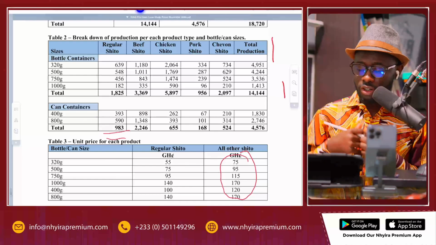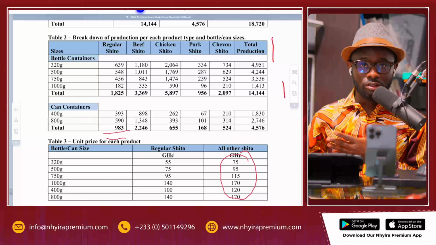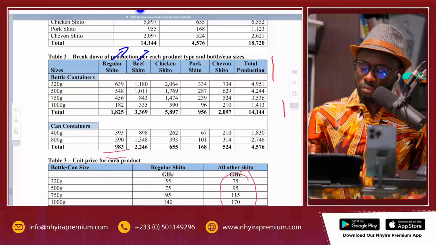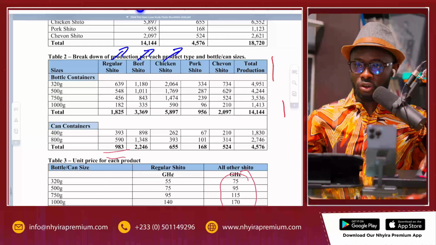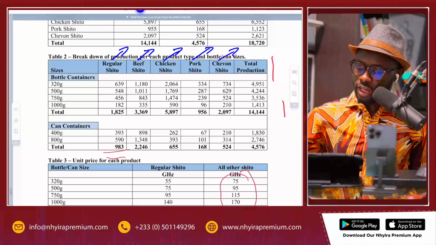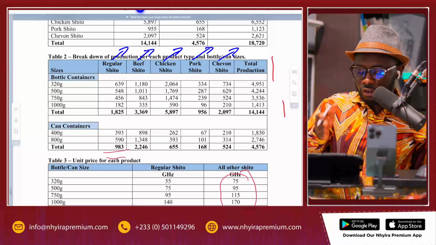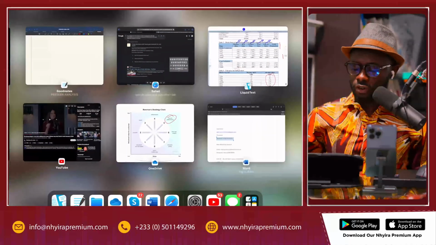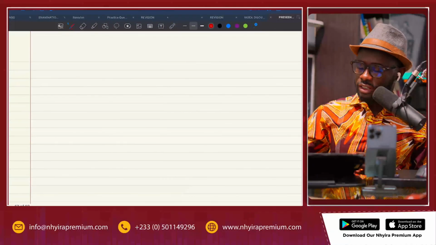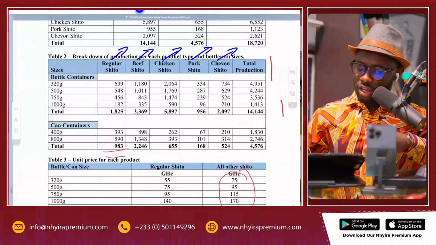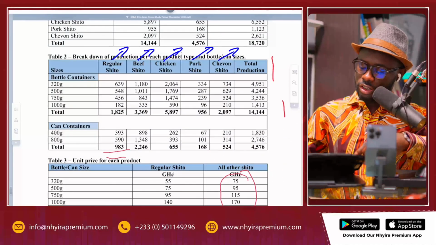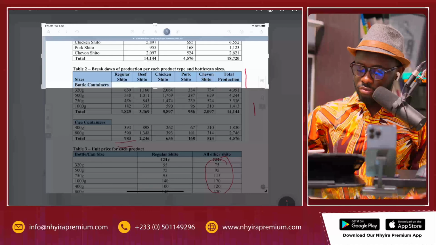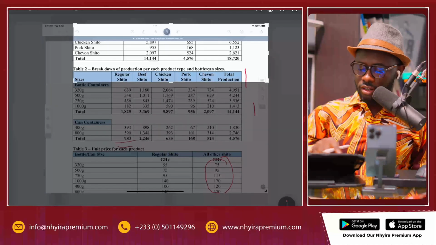I had calls from some of you for guidelines on how to go about the calculation. So you need to get your revenue for the regular shito, the beef shito, the chicken shito, the pork shito, the chivon. You need to get your revenue for each of them. They need to get the revenue for the total like this. So your flow is supposed to go like this. So you're going to have the various things that we have here. Let me just do this and show you probably how your presentation should be.